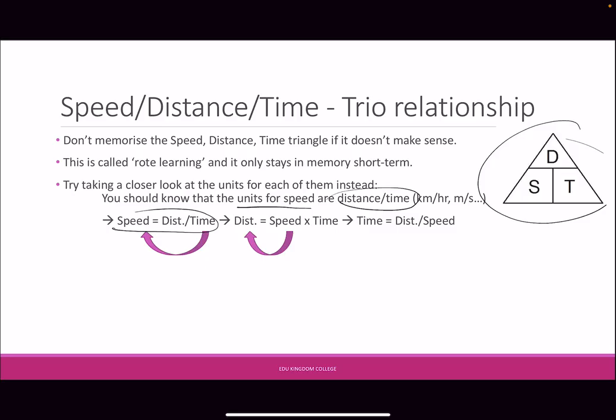So I'm going to write that out here. Speed equals distance over time. And if you understand that already, that's a good start, because from there you can calculate everything else. Move time over to find the formula for distance. So it's speed times time now. And then if you want to find time, move speed over to find that time equals distance over speed.